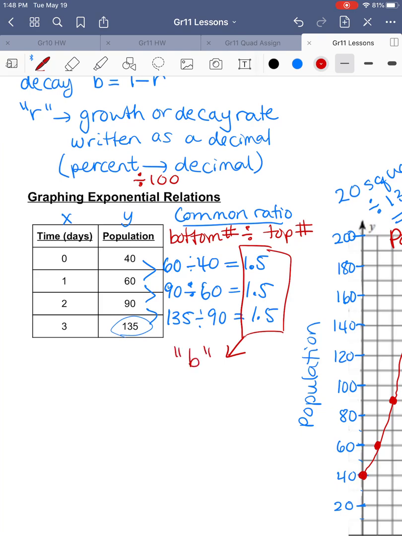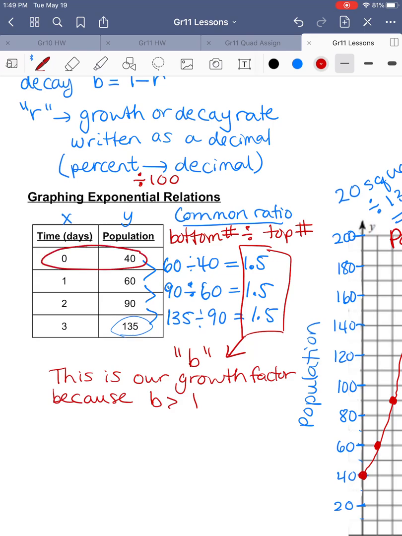And in this case, it is a growth factor, because B is greater than 1. So if you haven't, please do go back and take a look at the notes for this unit because it goes into a little bit more detail about that. So we have our B, which is our growth factor, and now we need to have our A, which is our initial number. So right here, we start off with 40. So this is our initial number right there.